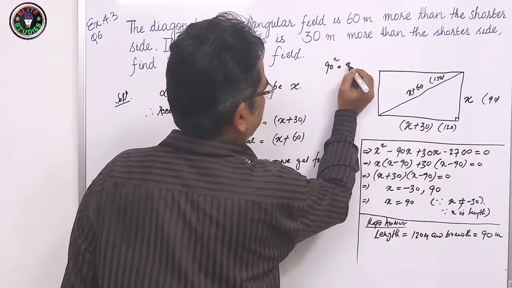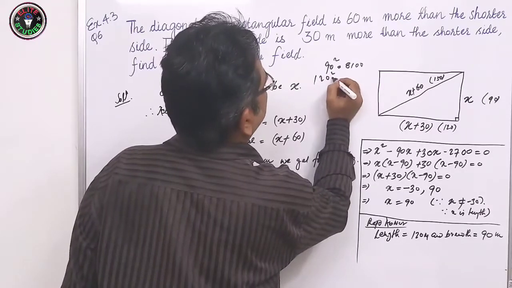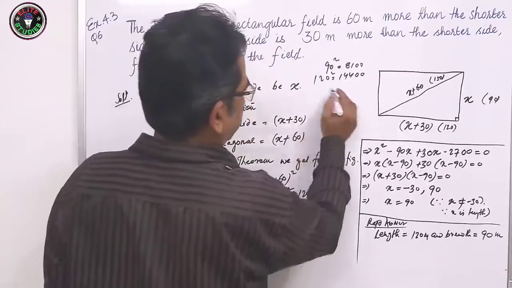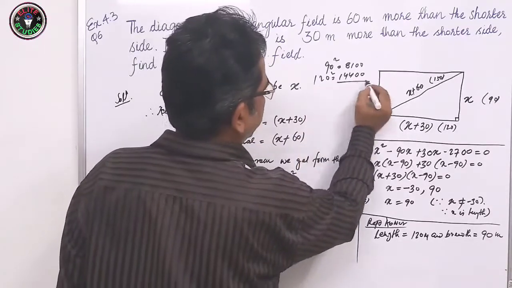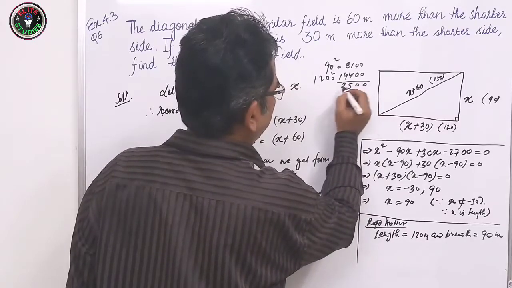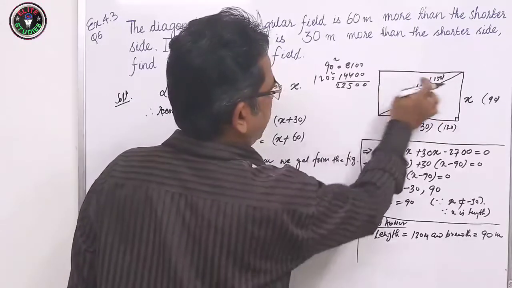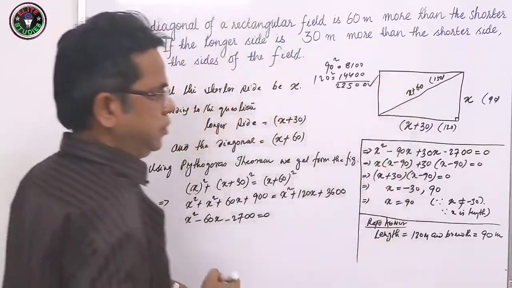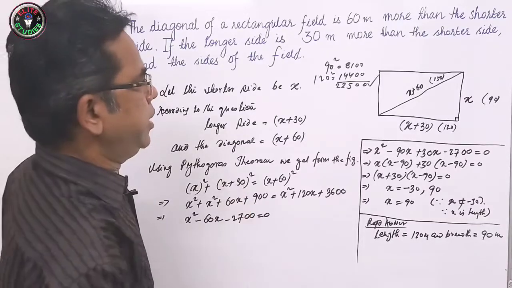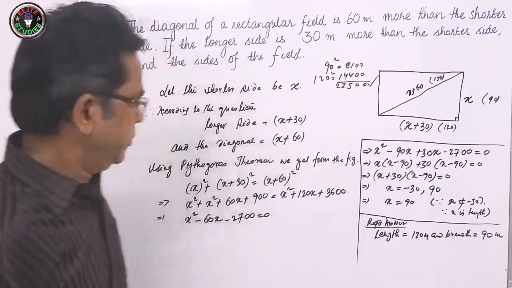90 square is 8100 and 120 square will be equal to 14400. Isn't it? 12 square is 144. So how much does it come to? 22500, and the square root of 22500 is 150. So our answer is correct. I think it is clear. Please take this screenshot.